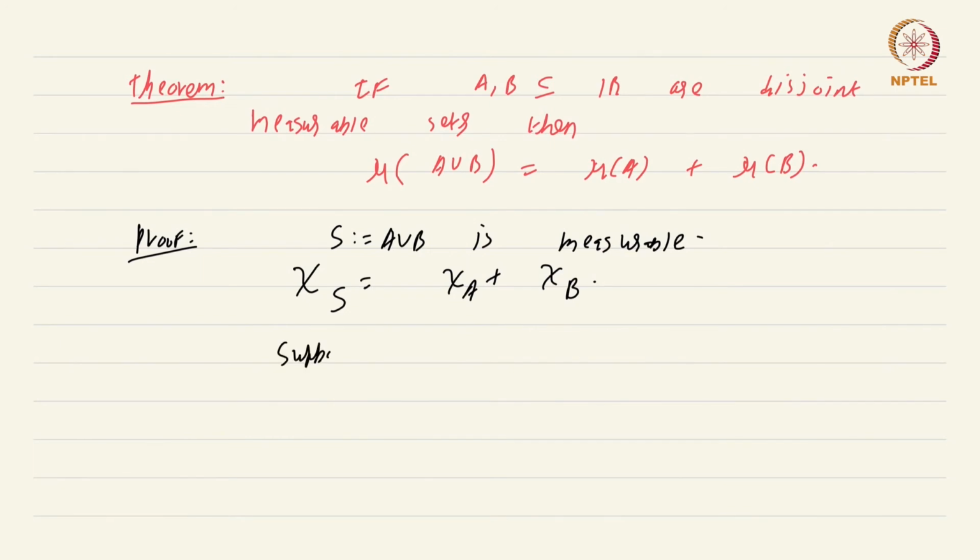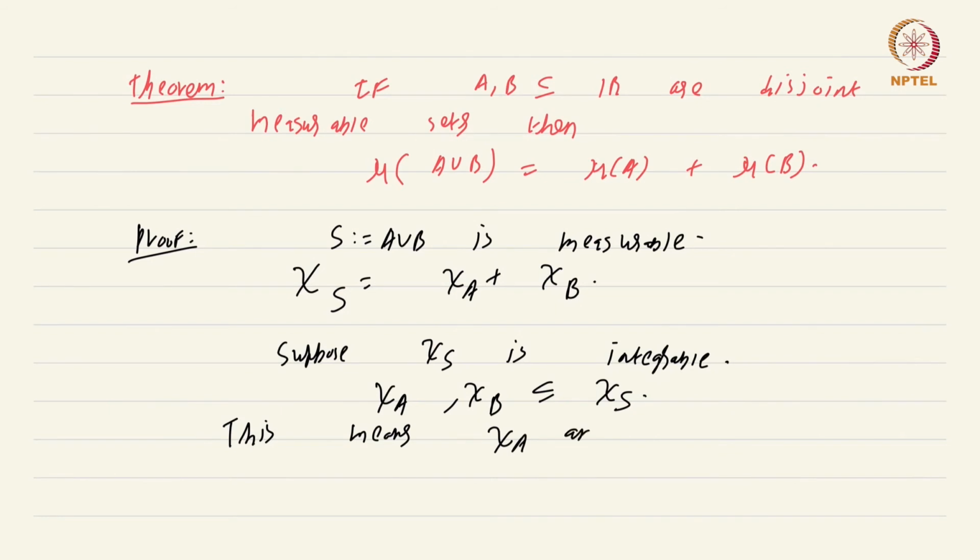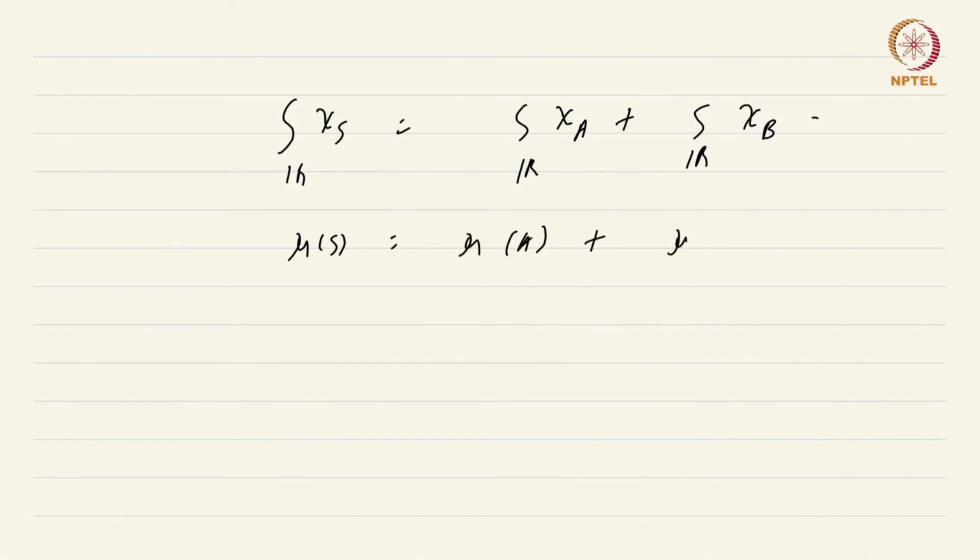Okay, now suppose chi S is integrable, then both chi A and chi B are less than or equal to chi S. And since these are already measurable, this means chi A and chi B are integrable. We have already seen that any measurable function whose absolute value is dominated by an integrable function is integrable. So this means chi A and chi B are integrable, and it follows that integral of chi S over R is just integral over R chi A plus integral over R chi B. This is just by the additivity property of the Lebesgue integral. So in other words, mu of S equals mu of A plus mu of B.